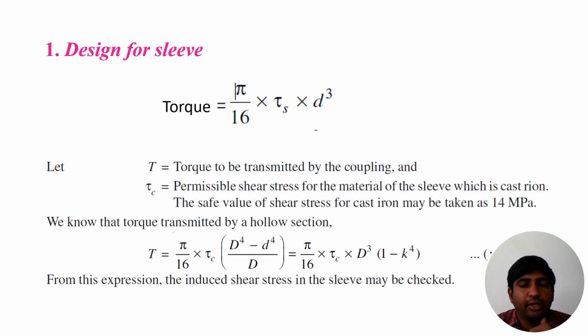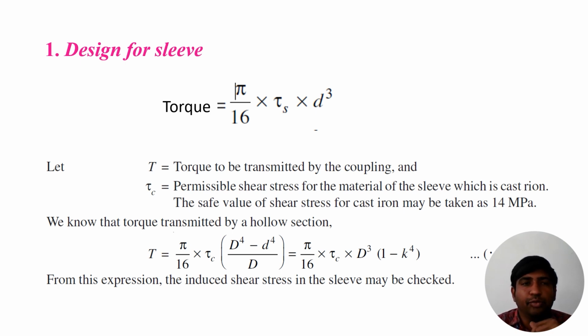This is the torque formula for a solid shaft, and this is the torque formula for a hollow shaft. In the torque formula, torque T = pi by 16 into tau_s into d cubed, where tau_s is the shear stress of the shaft. This torque is calculated using the power formula and the speed in revolutions, or in some cases the torque and shear stress values are given in the particular sum. Using the torque and shear stress of the shaft, we need to calculate the diameter of the shaft, which is the small d. This other formula is used for a shaft having a hollow section.